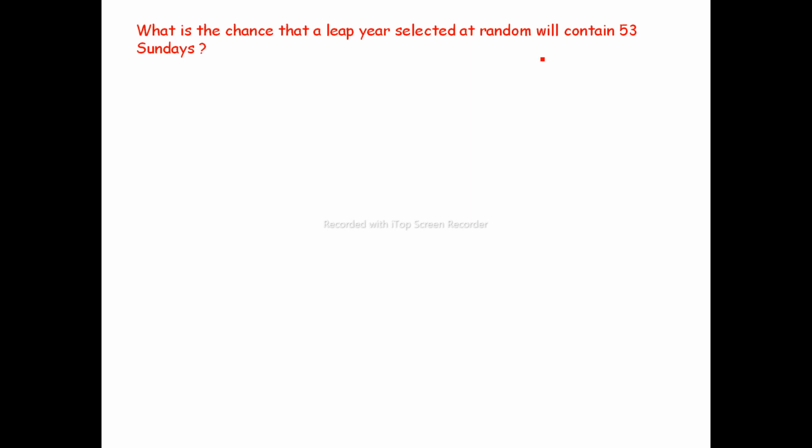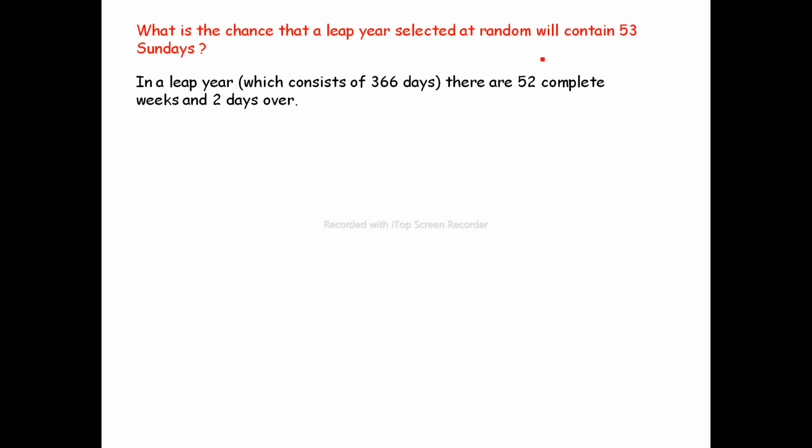What is the chance that a leap year selected at random will contain 53 Sundays? We know we have a leap year once in 4 years, and what exactly happens in a leap year? In a leap year we have 366 days. Among these 366 days we have 52 complete weeks, Sunday to Saturday, plus 2 days extra.